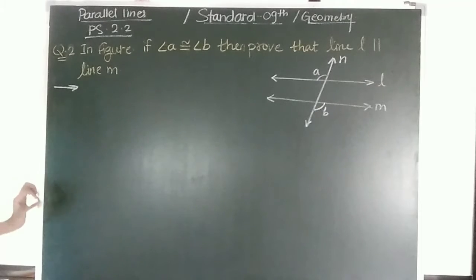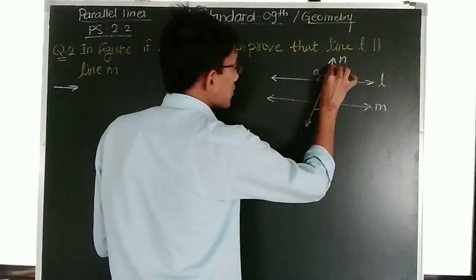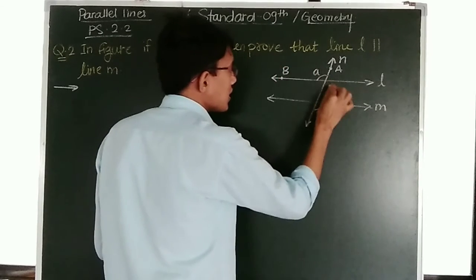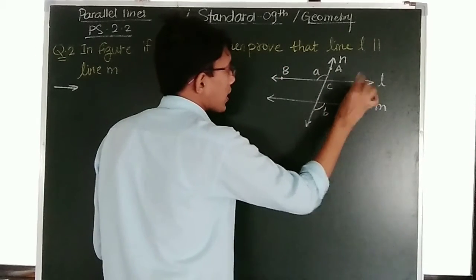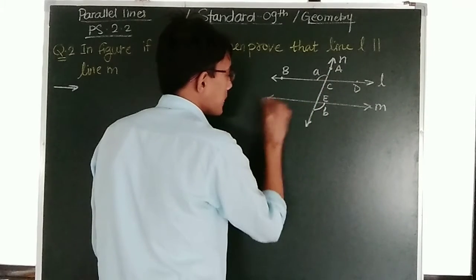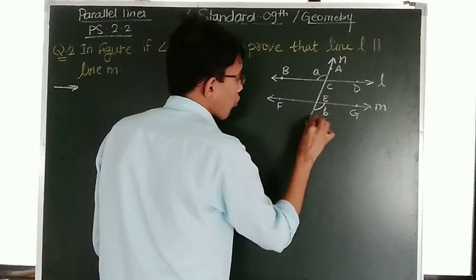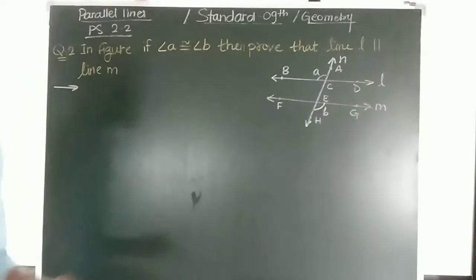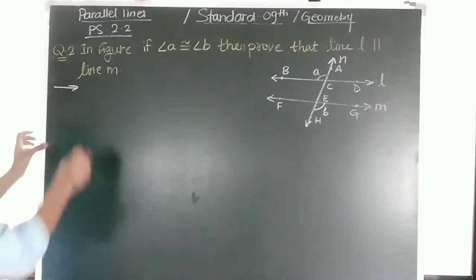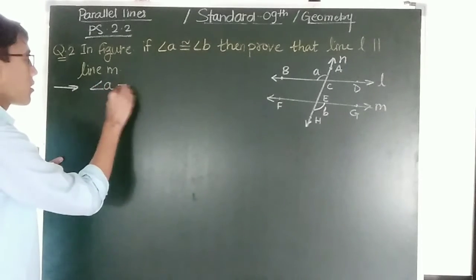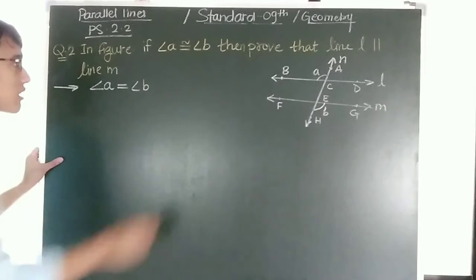Now what I will do, I will plot some points on this particular diagram. So I will take here point A, point B, point C, point D, point E, point F, point G, and point H. Okay, I have taken those points now. It is just for my simplification and easiness to solve this particular question. Now, as it is given that angle A is equal to angle B. Okay, this is the given data.